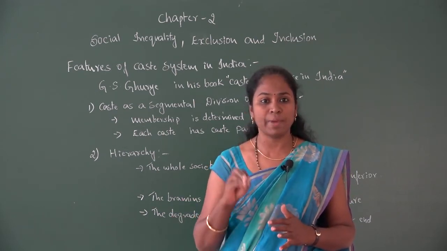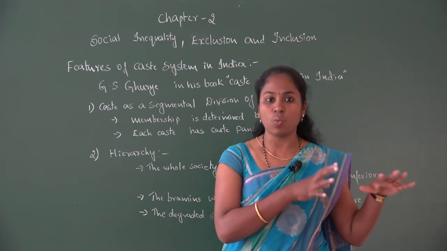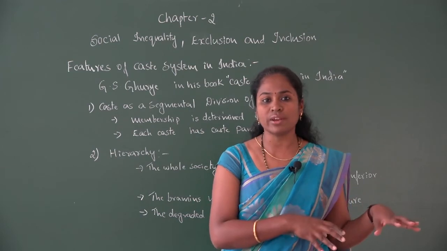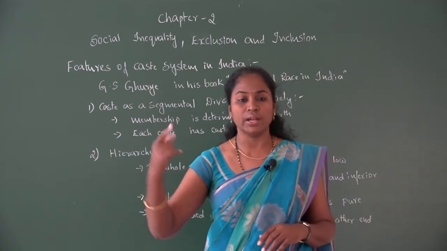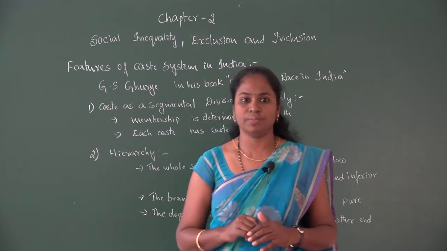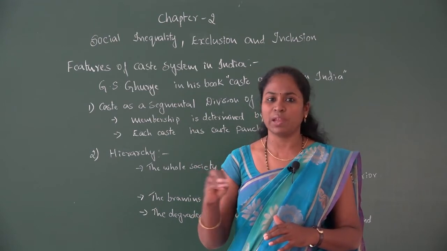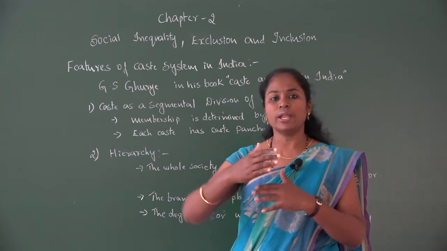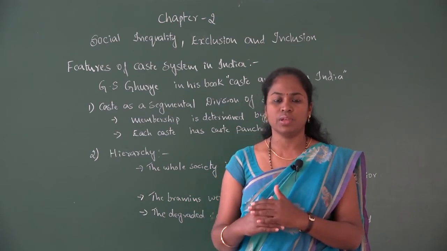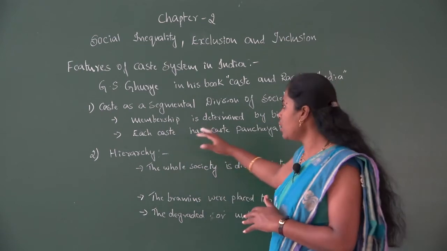The punishment depends on how he has violated the rules and regulations or the norms of the caste panchayat. According to that, a person will be punished. That way we can see that the caste panchayat played a role in society. So here the caste divisions are what we find in the first point.